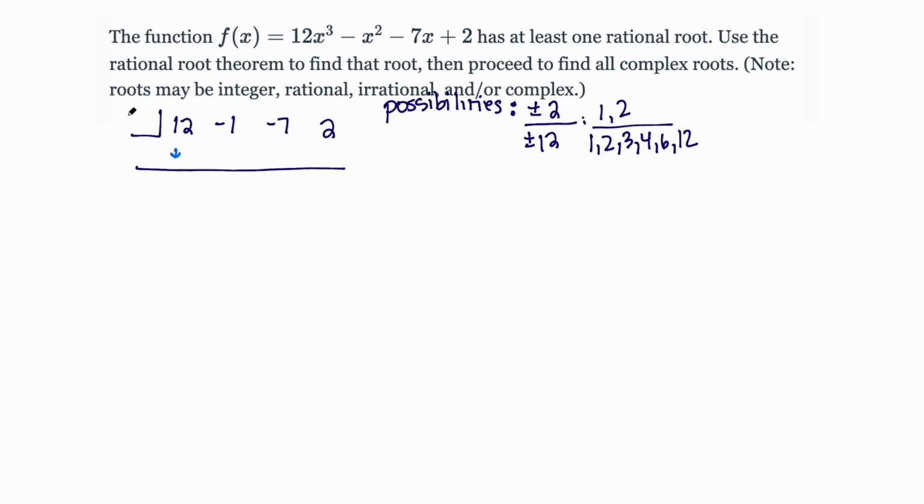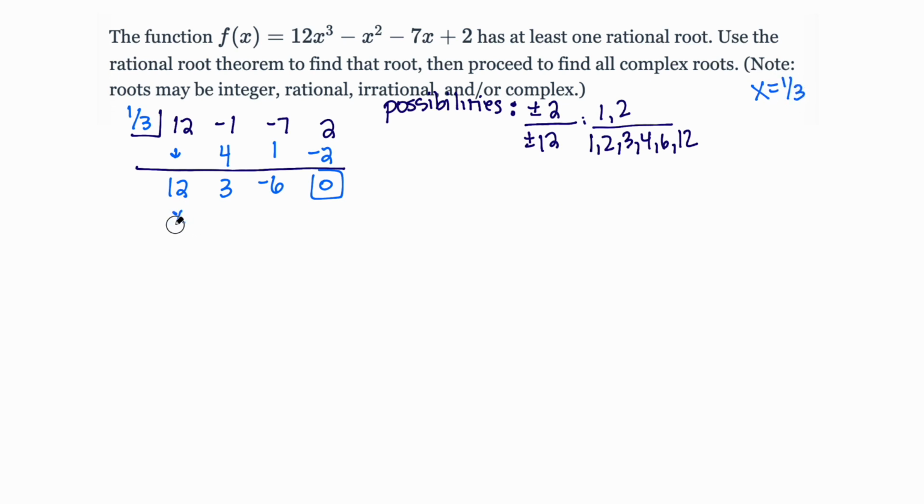Now let's try 1/3. Bring down the 12. A third of 12, 3 goes into 12 4 times. Negative 1 and 4 gives me 3. Ooh, this still works. 1/3 times 3 is 1. Negative 7 plus 1 is negative 6. 1/3 times negative 6, well, 3 goes into 6 negative 2 times, and we actually found a 0. So we know that 1/3 works.